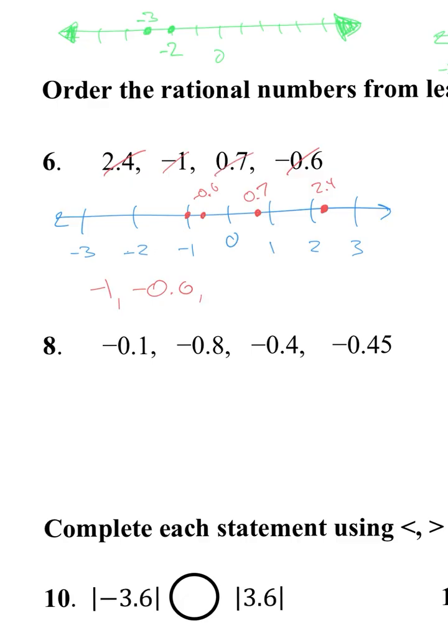After that, I have 0.7 as the smaller of what's left. And then my largest number is 2.4. Okay, so those are my numbers from least to greatest. Let's take a look at number 7.